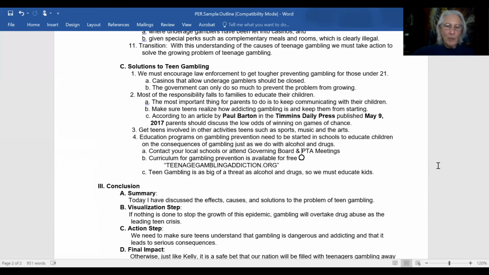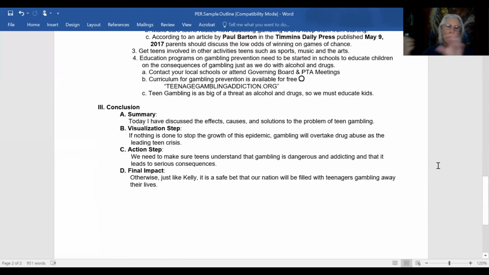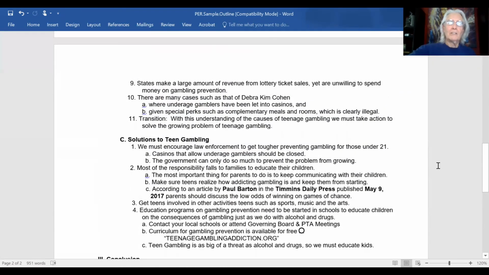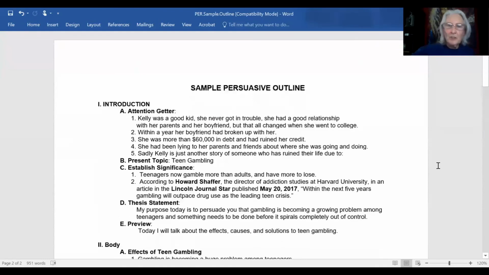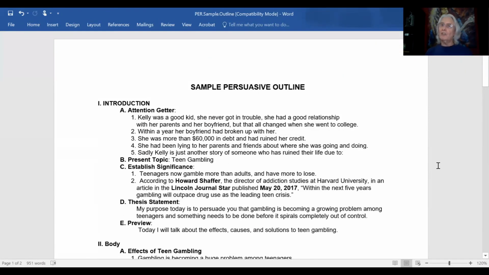And then I went over the conclusion on the other outline, but again, in a behavioral persuasive speech, after you summarize your 3 main points, you do the visualization step, all right? If you act, great, things are going to be really good. If you don't act, people are going to die. Restate your best solution step, and then end your speech by referring back to your attention getter. All right? Okay.